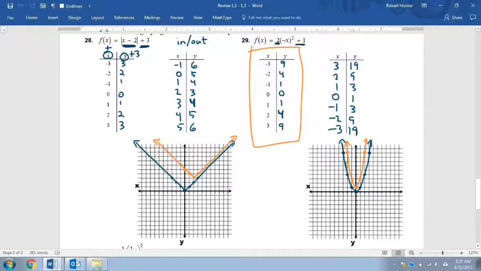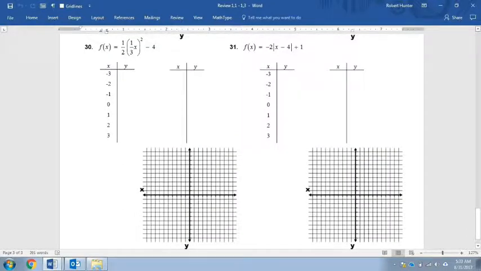That's your new function. Alright. Cool. I'm going to pause and move to the next one. All right, number 30.